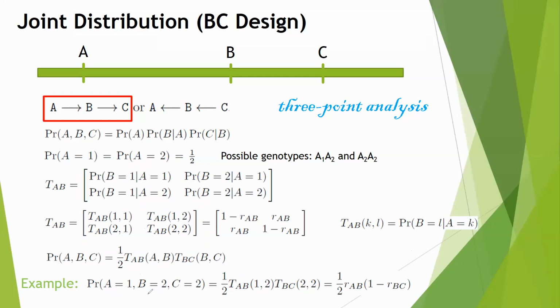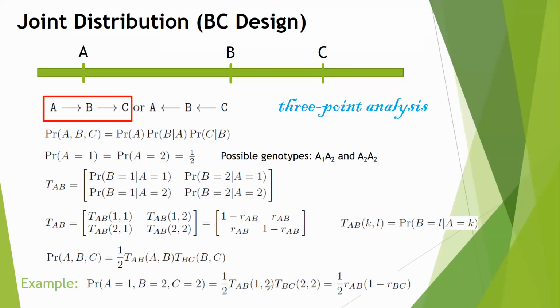Now, once we're done with this, we totally forget about this, because the Markov chain is memoryless. So when we consider the locus C, we only need to check the state of the locus B. Okay, so this is the Markov chain.